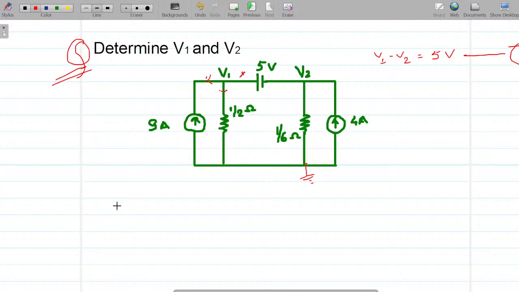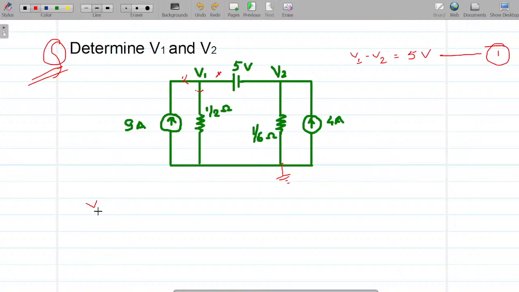You would write V1 divided by 1 by 2, because the second point is what? Ground. V1 divided by 1 by 2. We are assuming all currents to be outgoing, but this is an incoming current. So how do I signify an incoming current? I would write minus 9, right?